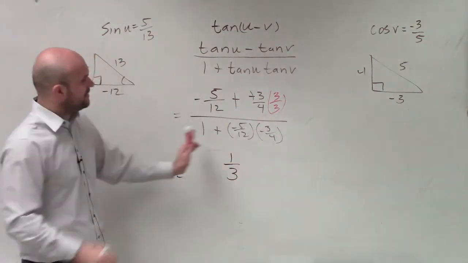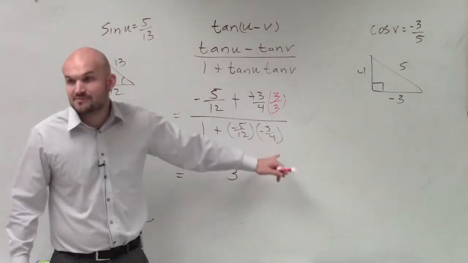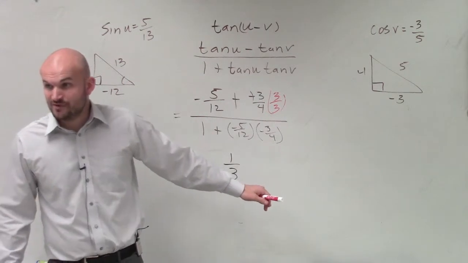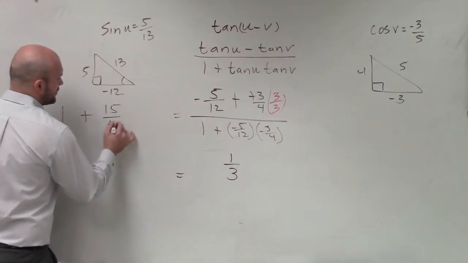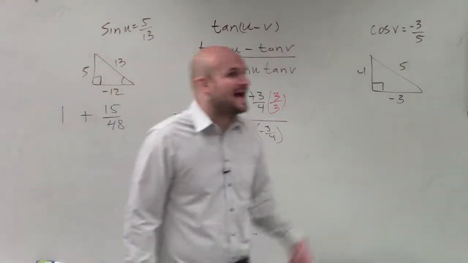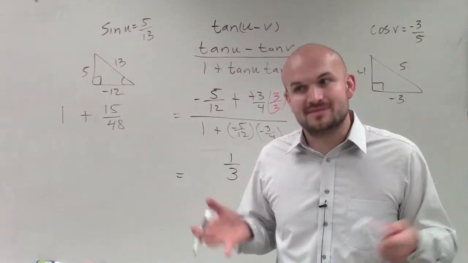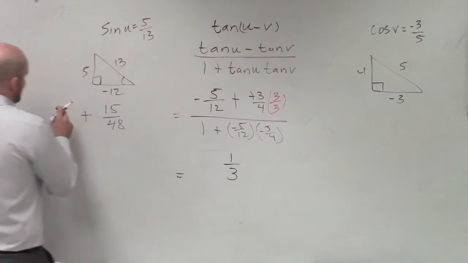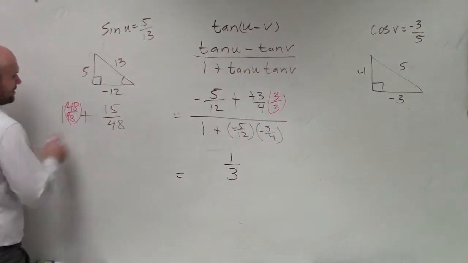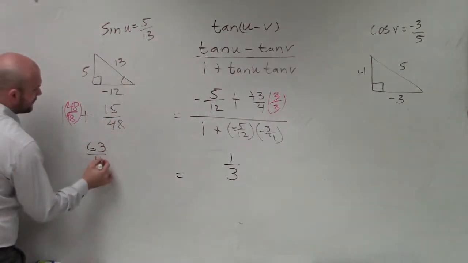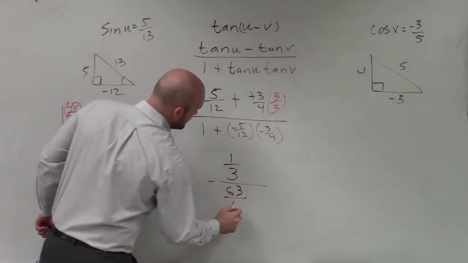All right. Now over here, I have negative 5 times negative 3, which is a positive 15. 12 times 4 is going to be 48. So I'll do the work over here: 1 plus 15 over 48. But if I want to add a whole number to a fraction, I have to make sure the whole number has the same denominator. So I need to multiply to give me equivalent fractions. I multiply by 48 over 48, and therefore I'll have 63 over 48. So I have 1/3 divided by 63 over 48.